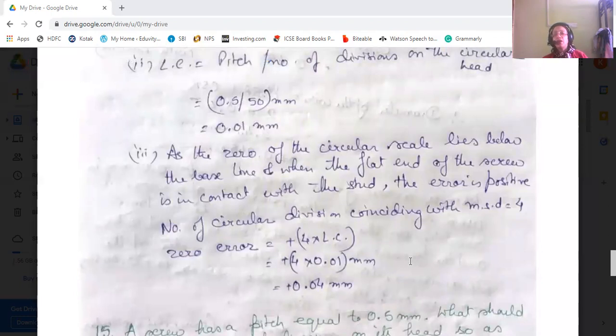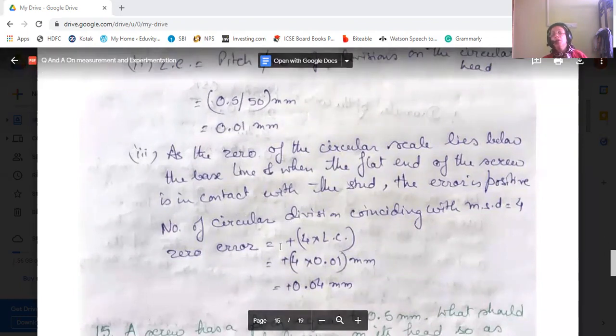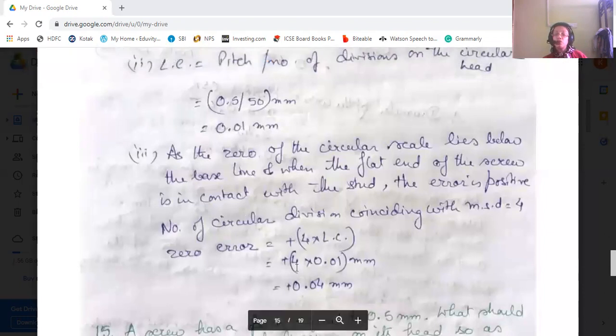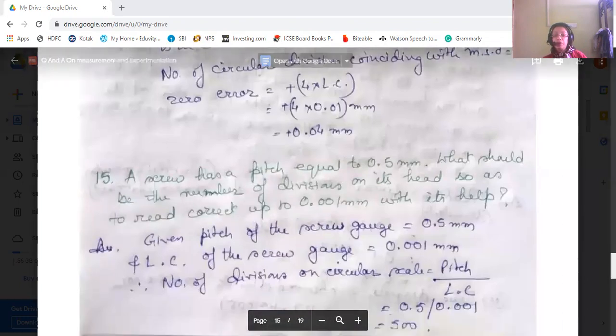As the zero error lies below the baseline, when the flat end of the screw is in contact with the stud, the error is positive zero error, which the instrument possesses. Now, the number of circular scale divisions coinciding with the main scale division is 4th. So zero error will be plus 4 into the least count, that is 4 into 0.01 millimeters, or you can say plus 0.04 millimeters.